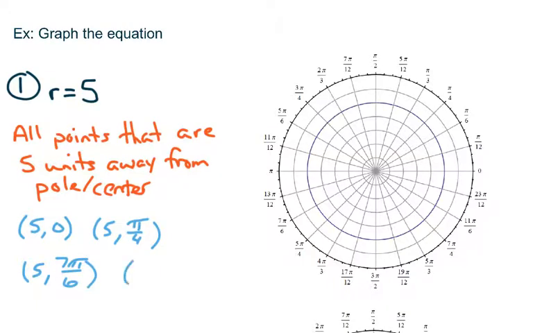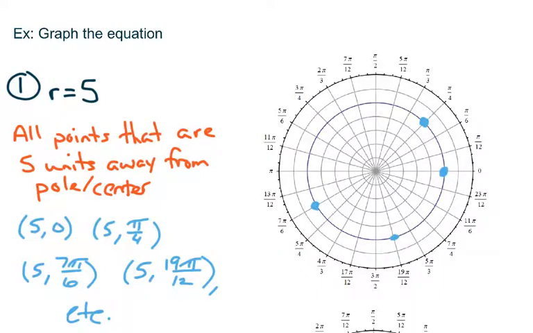We could have 5 comma 19 pi over 12 if we wanted, and so on. And we can just say, etc. Okay, so 5 comma 0 is right there. That's on the blue line in the middle of the circle. 5 comma pi over 4 is right there. 5 comma 7 pi over 6 is there. 19 pi over 12 is there. And it goes on forever.